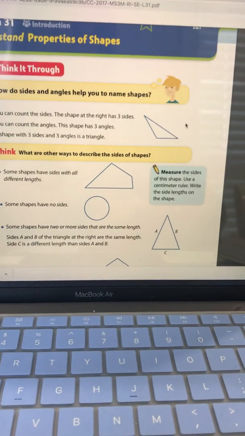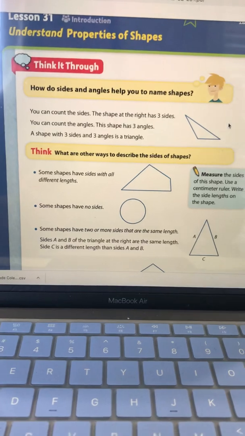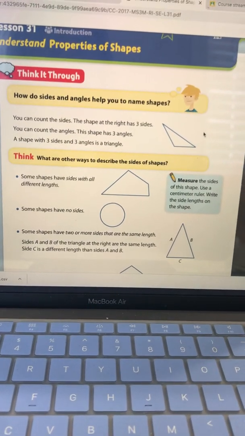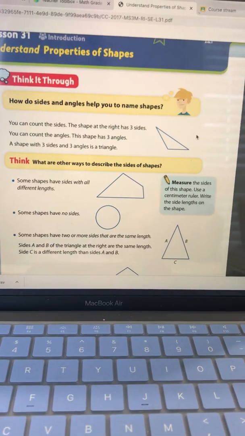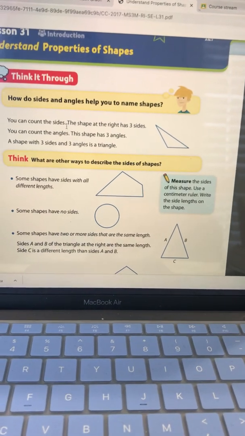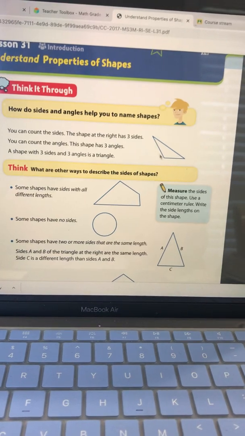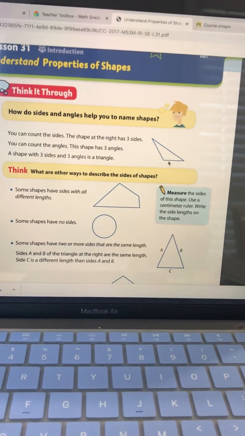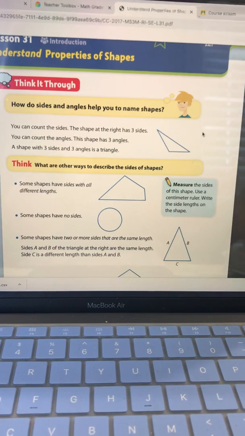Now remember, in our interactive notebook, we talked about different kinds of sides. The main focus we need to know about our sides is that we're going to be looking for parallel sides. On angles, we're going to be looking for those right angles. Remember, those angles make that perfect square corner. You can count the sides. So one way to name shapes is by how many sides they have. Looking at this shape, what do you notice? Yeah, it has 1, 2, 3 sides. That's an attribute of this shape.